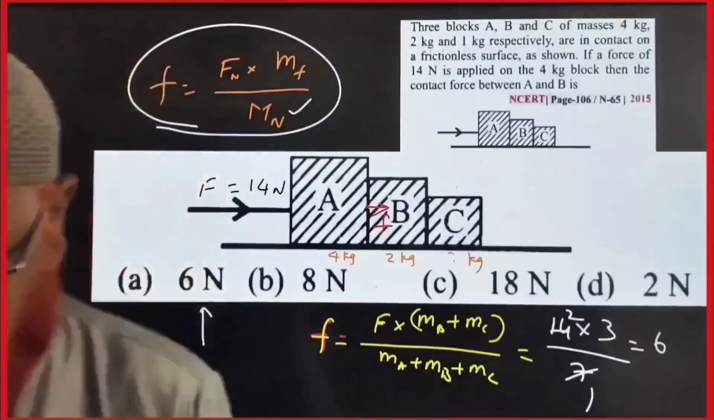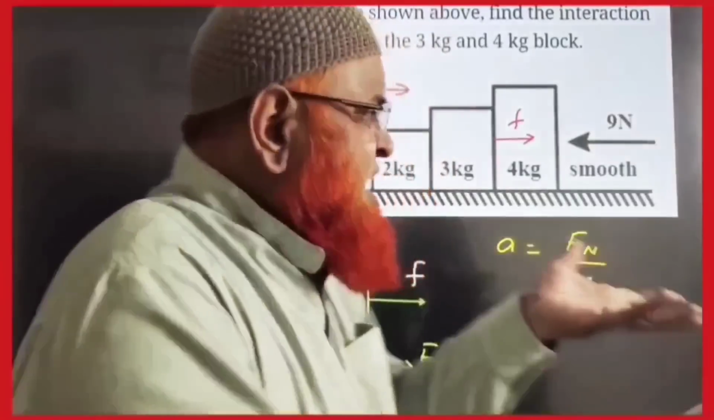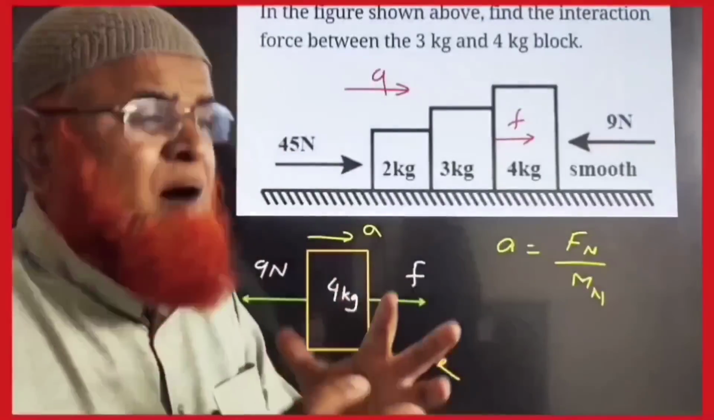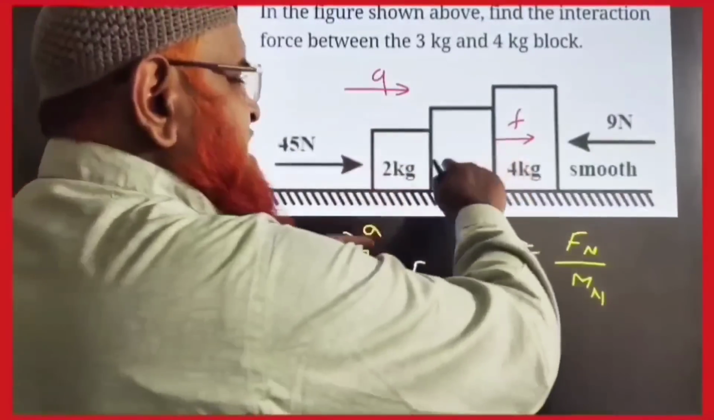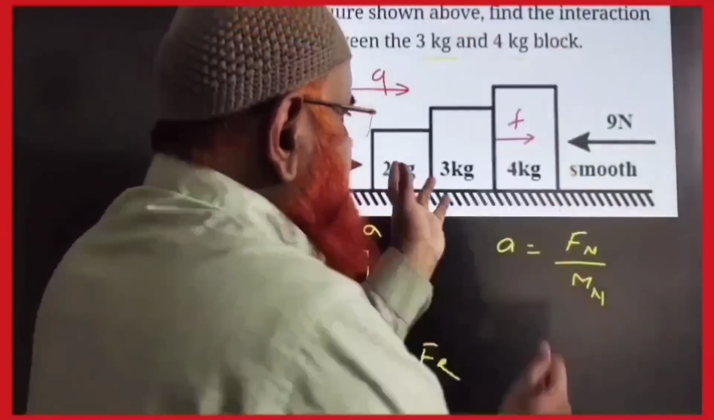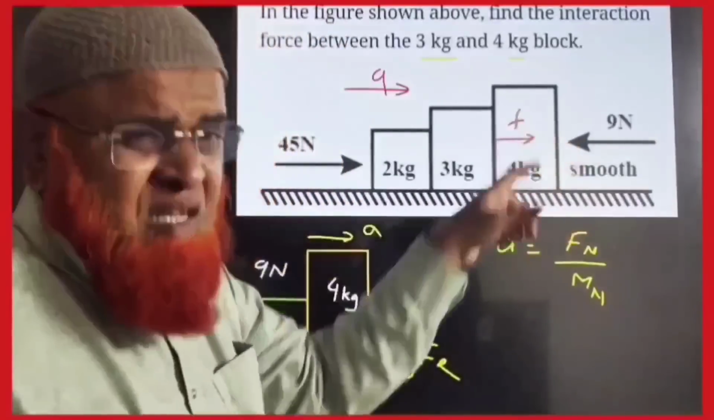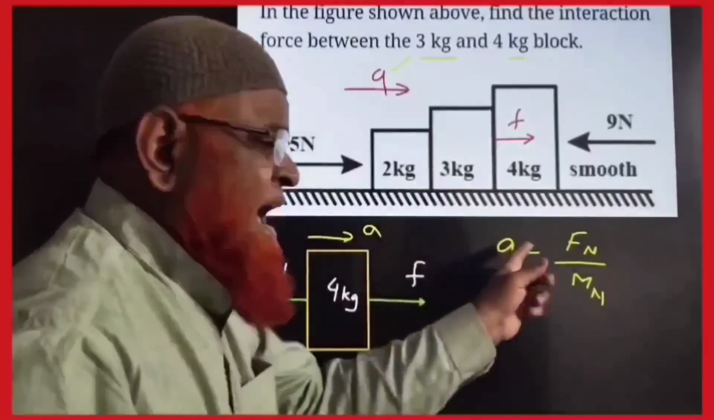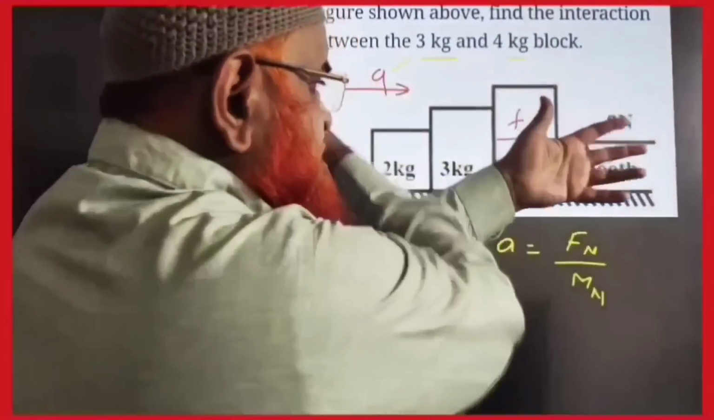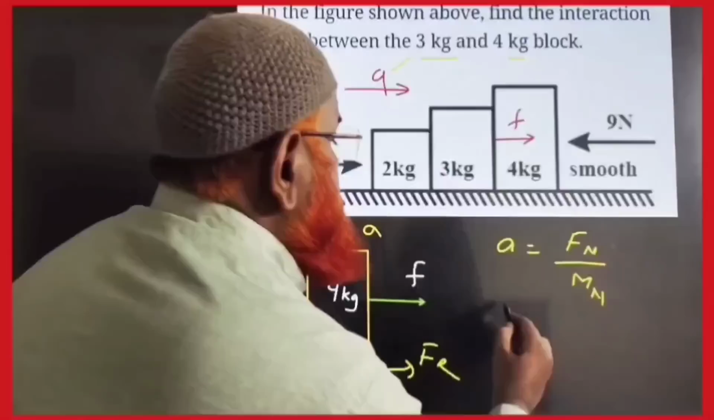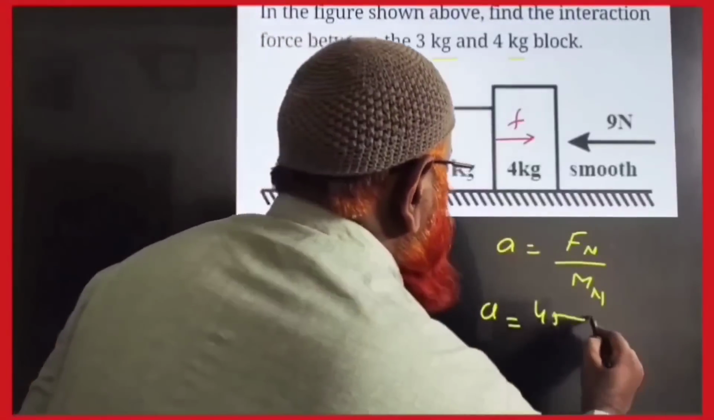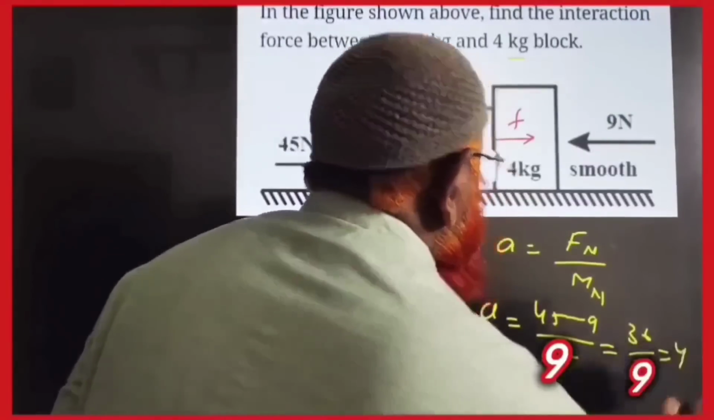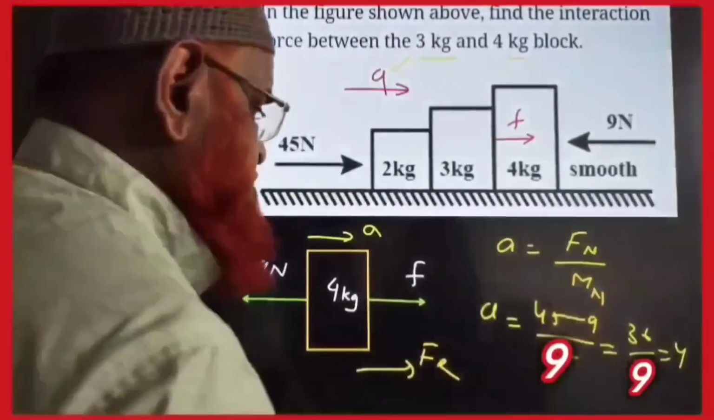My dear students, in this typical problem, 45 newtons and 9 newtons are acting in opposite directions, and we are asked to find the contact force F between the 3 kg and 4 kg blocks. The simple thing is to find the net acceleration. Acceleration is equal to the net force by the total mass, which is 45 minus 9 by 7, that is 36 by 7. You will get the acceleration as 4 meter per second square.